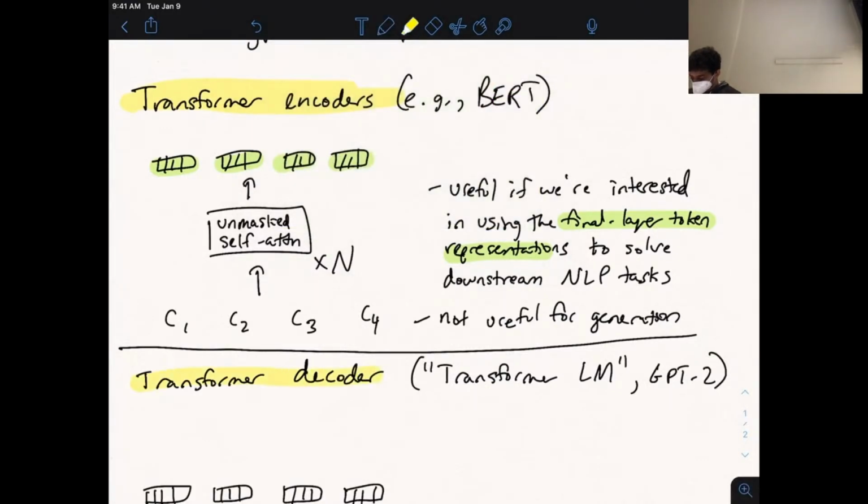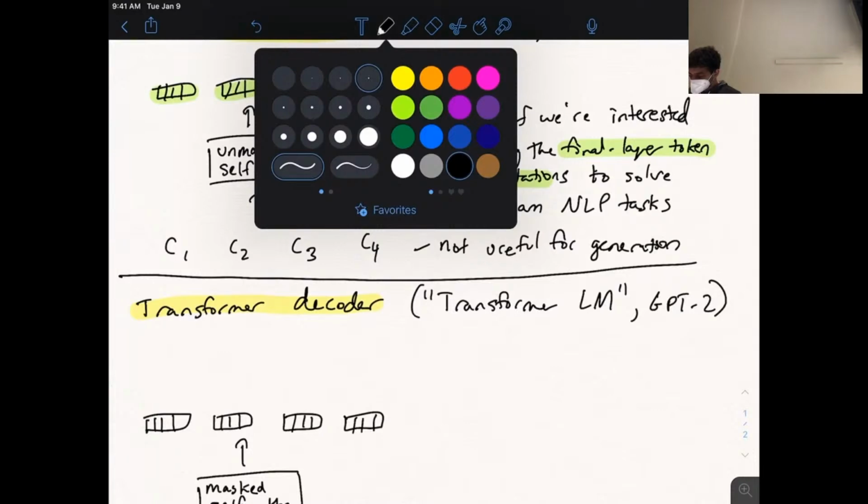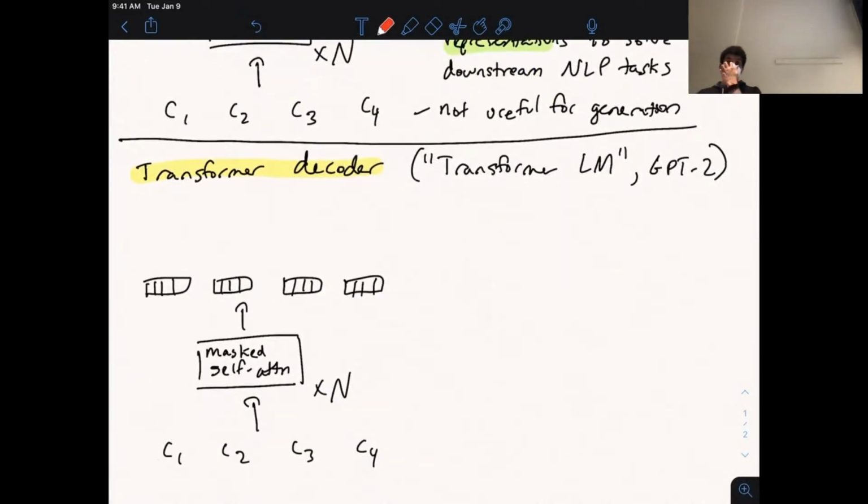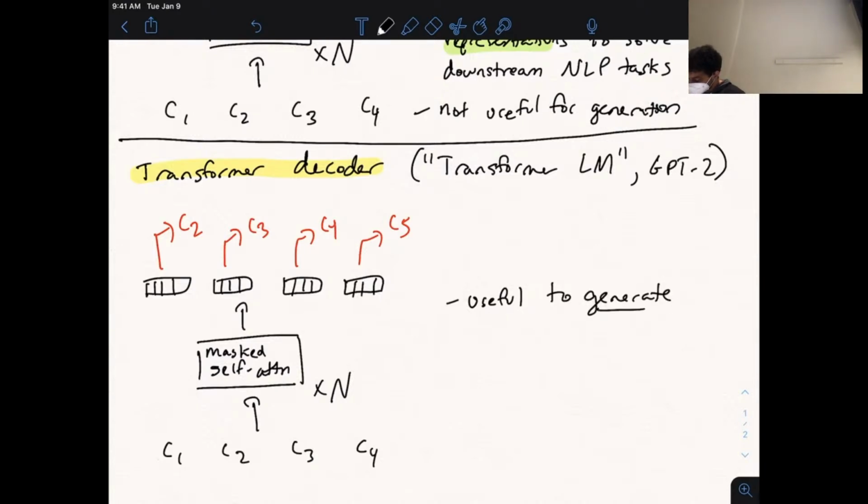So here the goal is actually to use these representations to generate some sort of text. So here we could produce C2, C3, C4, and C5. And so these kinds of models form the backbone of most text generation models. So, useful to generate text. And these are trained via the language modeling objective.